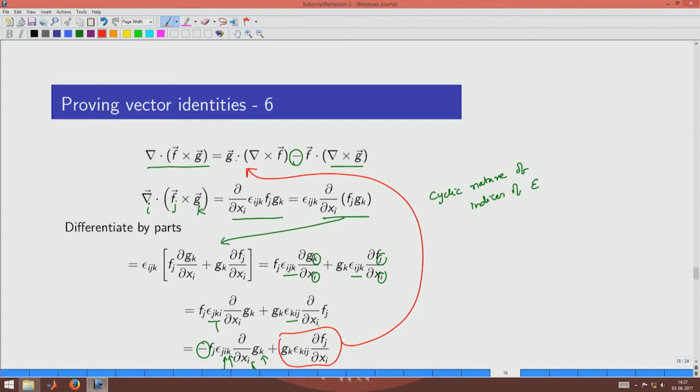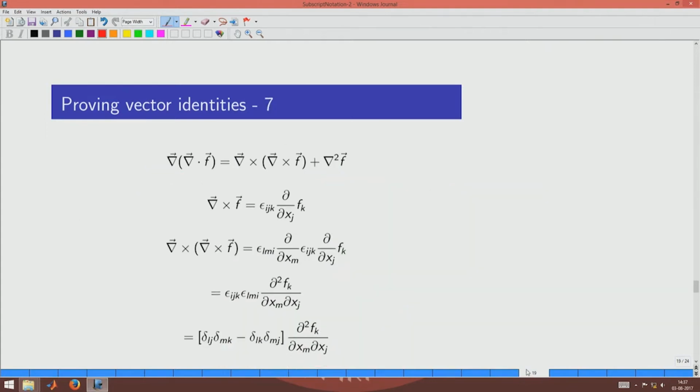So, you can see clearly that proving this vector identity has involved 2 concepts. One concept is the differentiation by parts, and another concept is the cyclic nature of the indices of epsilon. So, these 2 are basically conventions of the summation convention, and therefore, by using the subscript notation, we have made the differentiation very simple, and in about 2 or 3 steps we have got this identity proven. Okay, one more such identity, this is a bit long one.